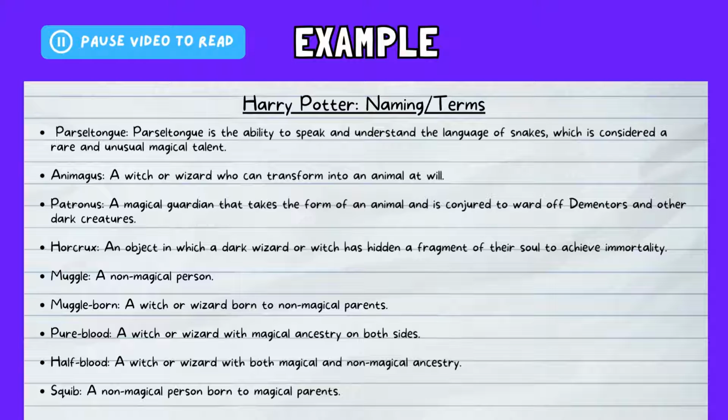For example, Parseltongue, the ability to speak and understand the language of snakes. While the broader magic system in the series doesn't have a single overarching name, the use of specific names for various magical elements and abilities adds depth and uniqueness to the world of Harry Potter.